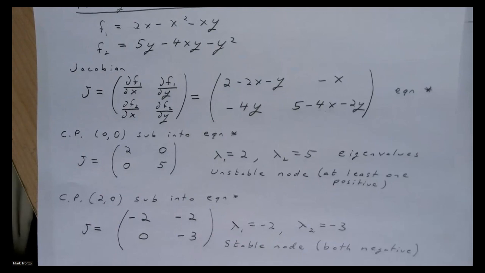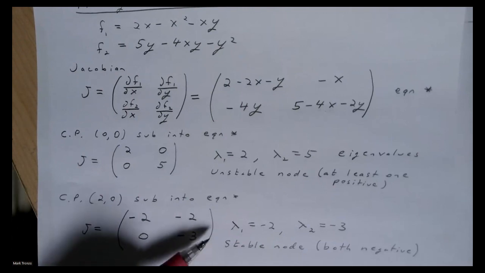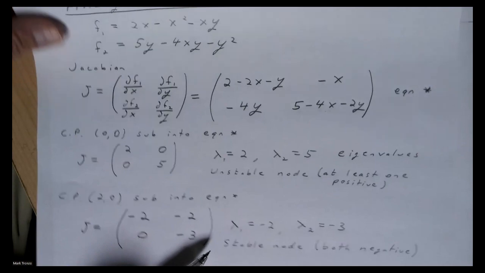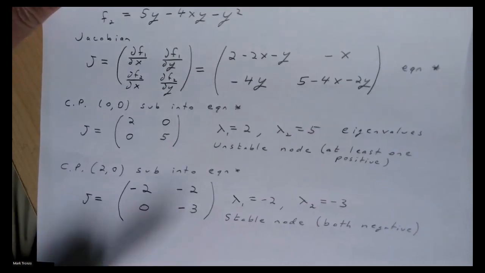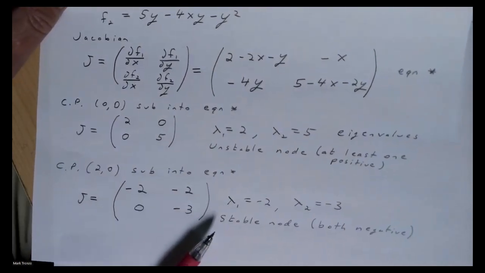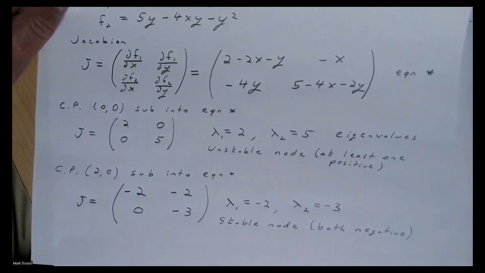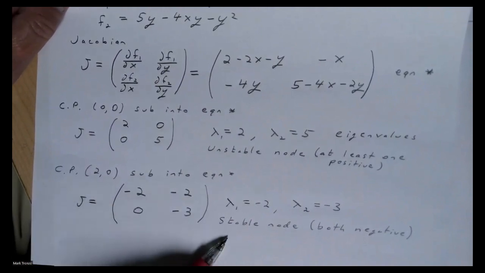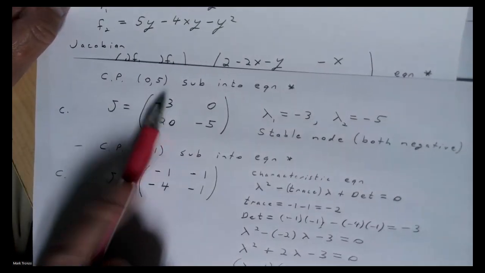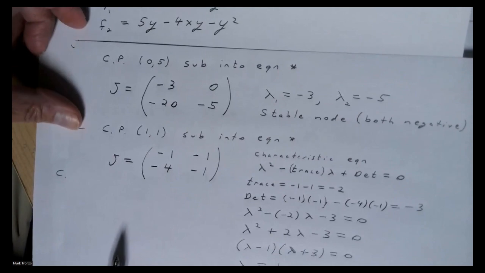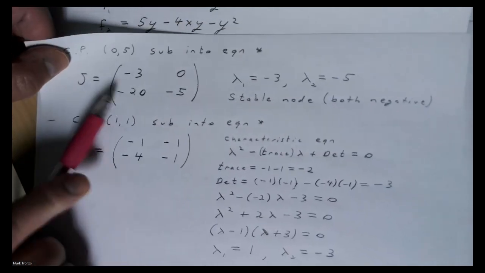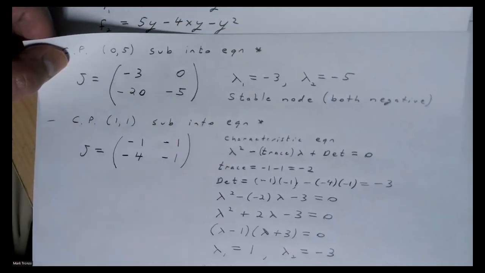So the bottom line is we have two stable nodes. We're going to see this a little bit later, but the solution is going to tend to be attracted towards the stable nodes. Like here, this was a stable node at 2, 0, and there was a stable node here at 0, 5. So the solutions are going to be attracted to those points, and we'll see that a little bit later.